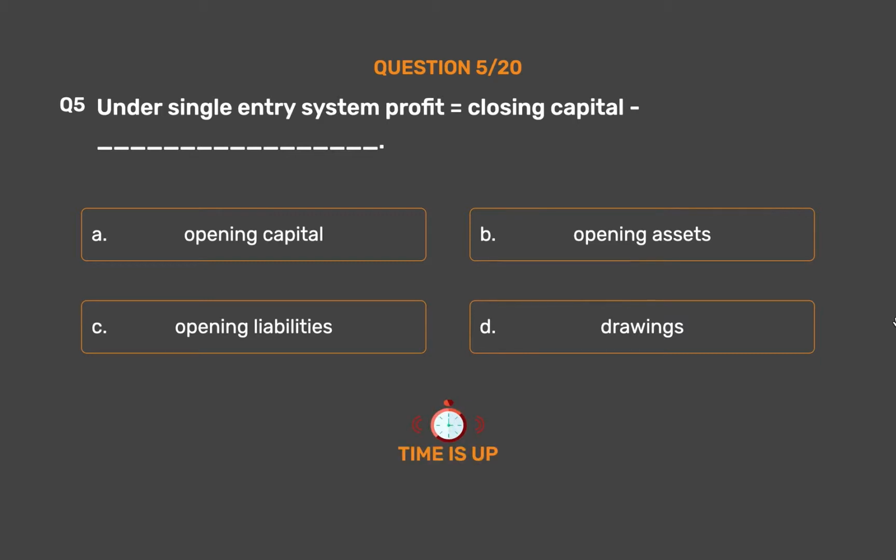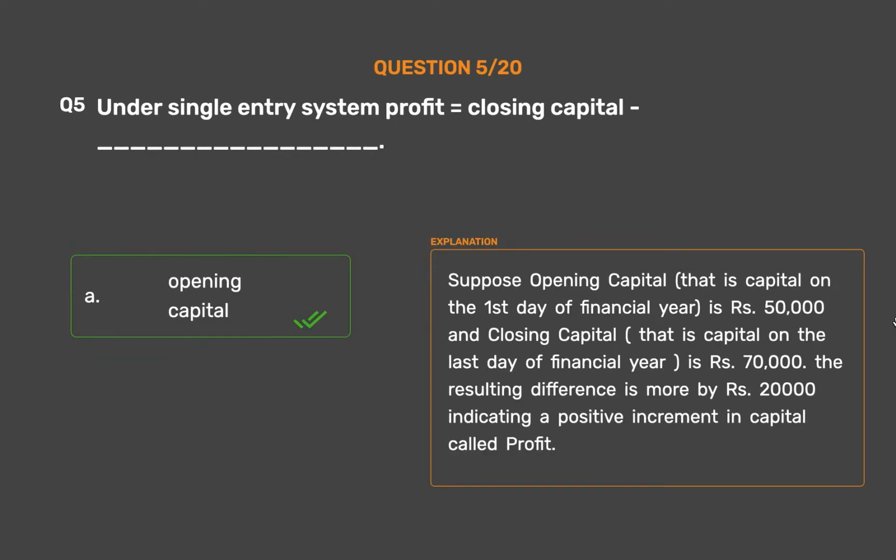The correct answer is Option A. Opening capital. Suppose opening capital, that is capital on the first day of financial year, is 50,000 rupees and closing capital, that is capital on the last day of financial year, is 70,000 rupees. The resulting difference is more by 20,000 rupees, indicating a positive increment in capital called profit.